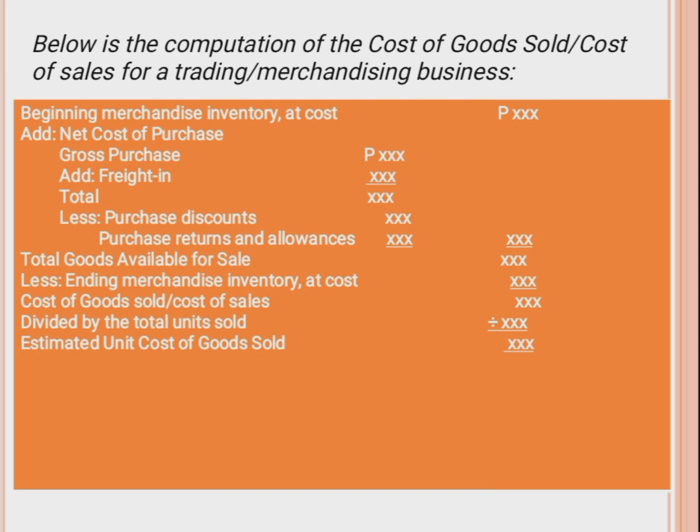merchandising business. It includes beginning merchandise inventory at cost, add net cost of purchase, gross purchase, add freight, and total, then less purchase discounts, purchase returns and allowances, total goods available for sale, plus ending merchandise inventory at cost, cost of goods sold or cost of sales, divided by the total units sold, estimated unit cost of goods sold.